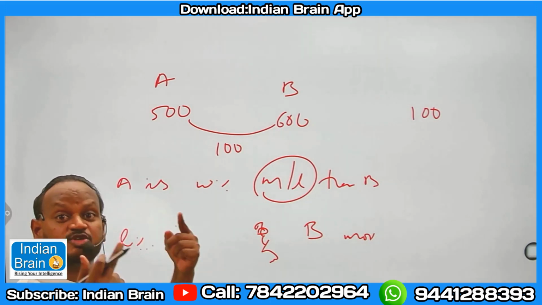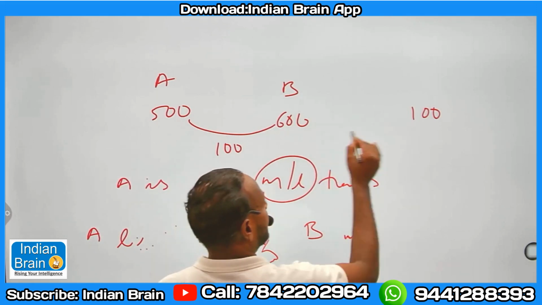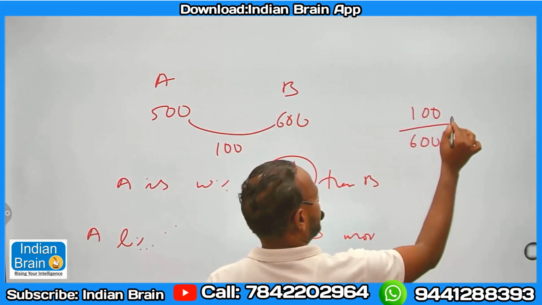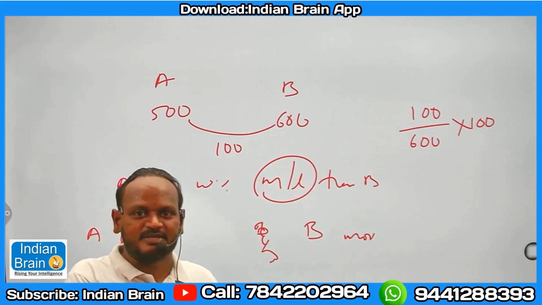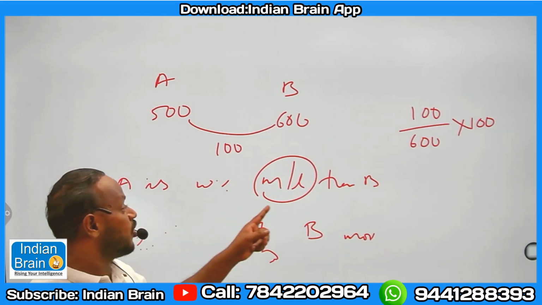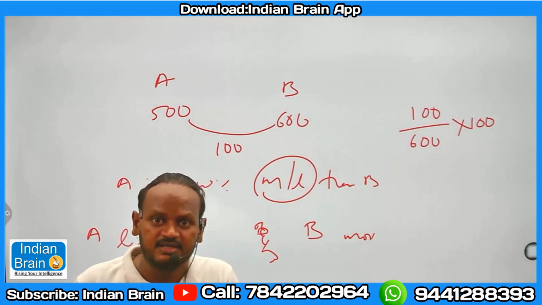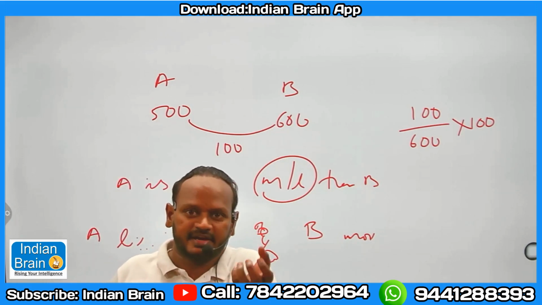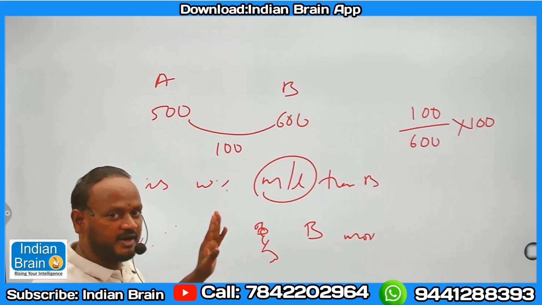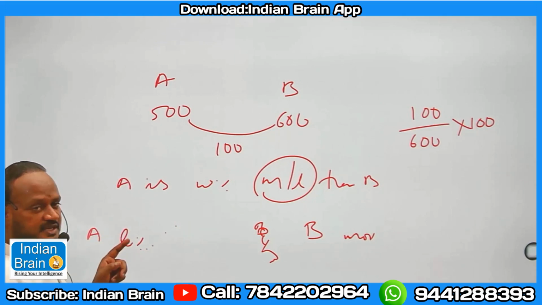But we need to compare with the opposite person, B. B can be 600, into 100. Why into 100? We need to convert into percentage. Here what we have? More or less. Whenever we have the word more or less, go for the difference value first. After getting the difference value, that should be compared on the opposite person of the first person.